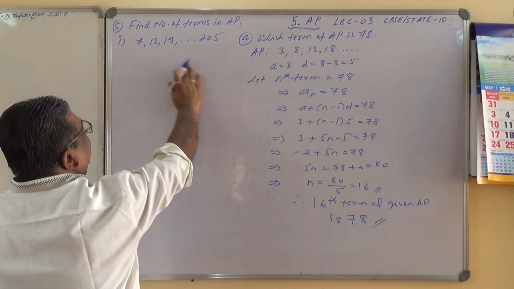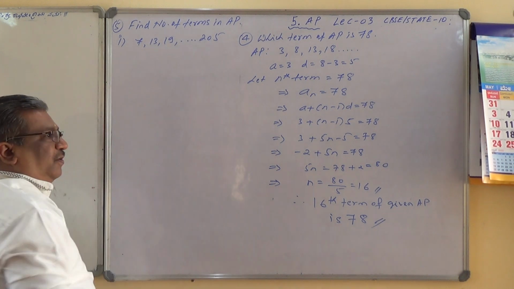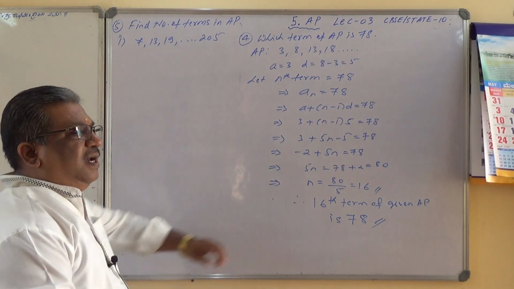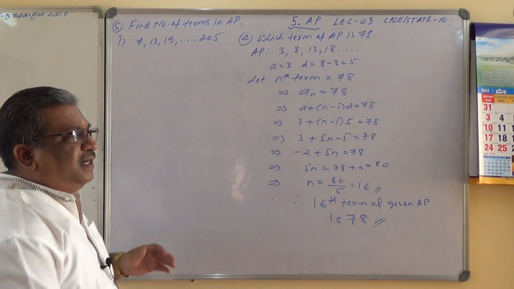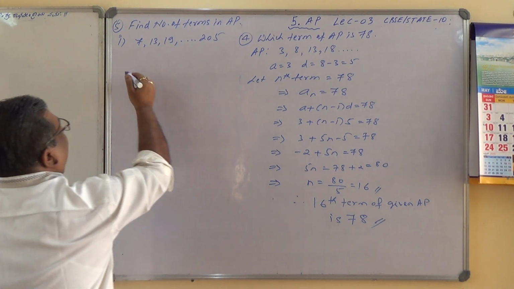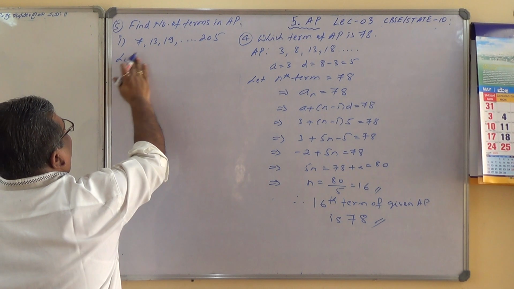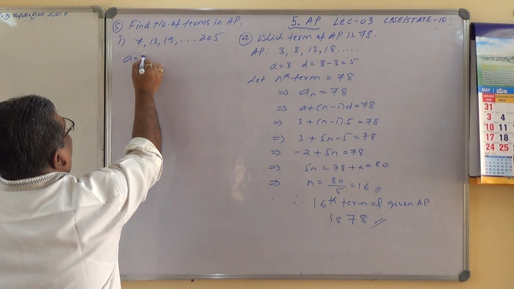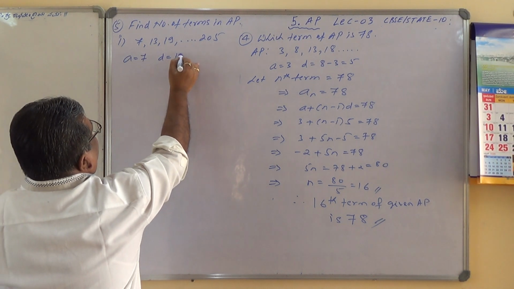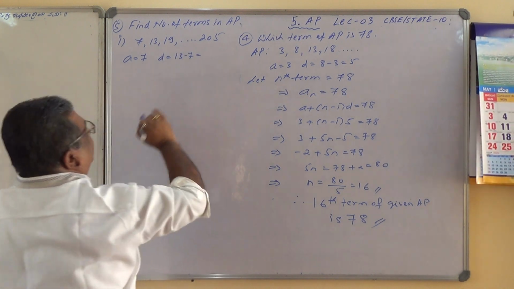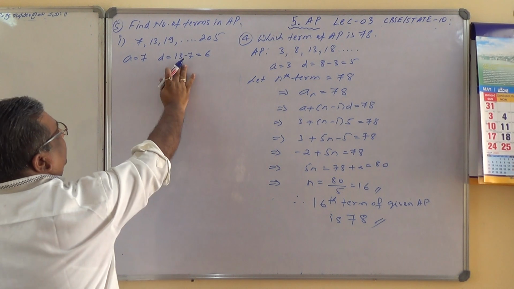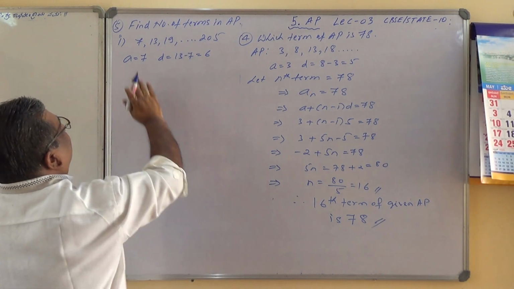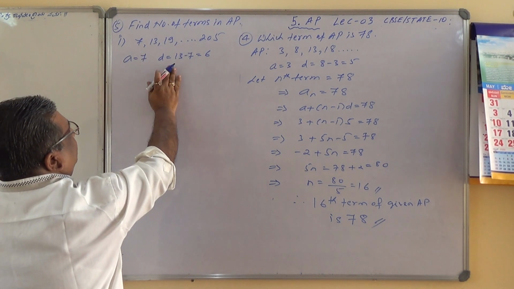Here, the very important thing is that the last term is given to you, and therefore what I do is let the nth term be the last term. That is my assumption here. First I'll write a and so on. A equals 7, d equals 13 minus 7, which is equal to 6. Correct, no? 13 minus 7 is 6. A is known to us, d is known to us.